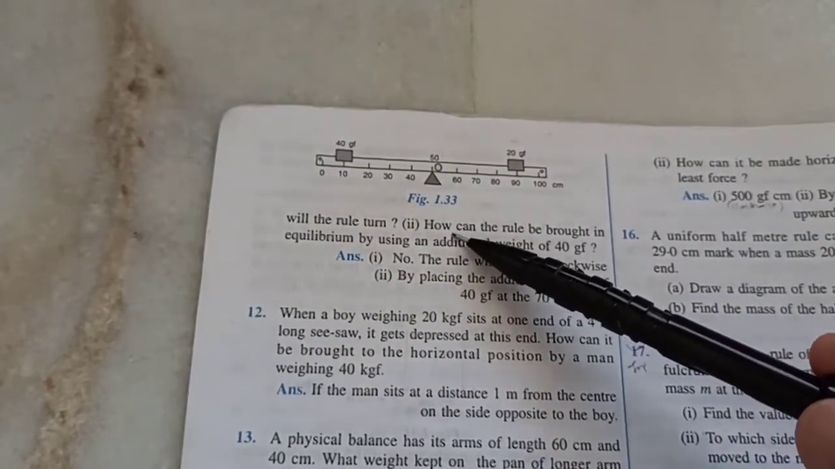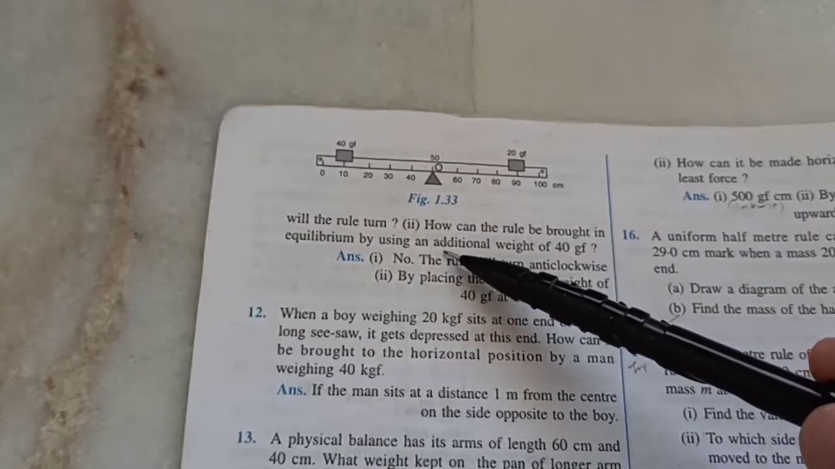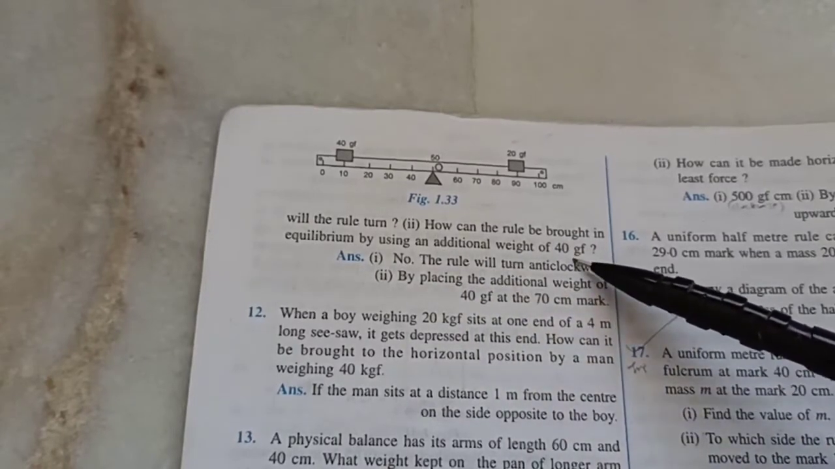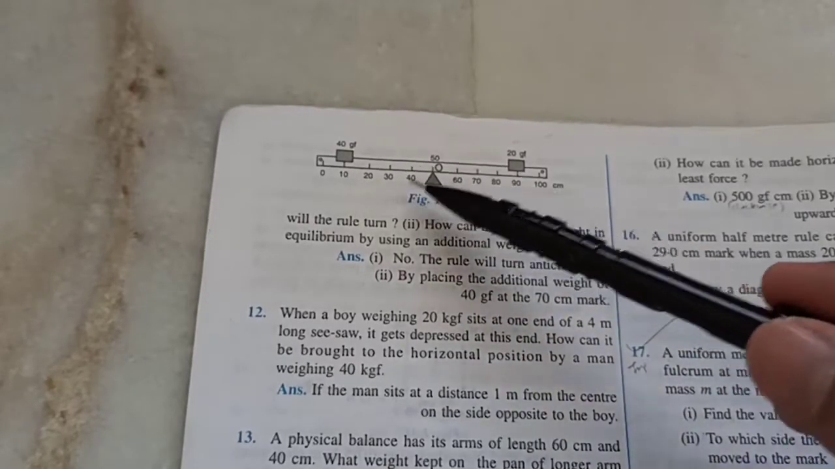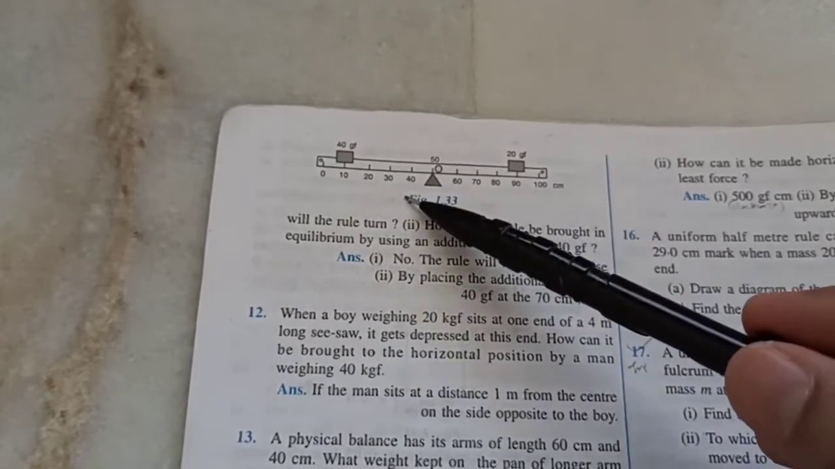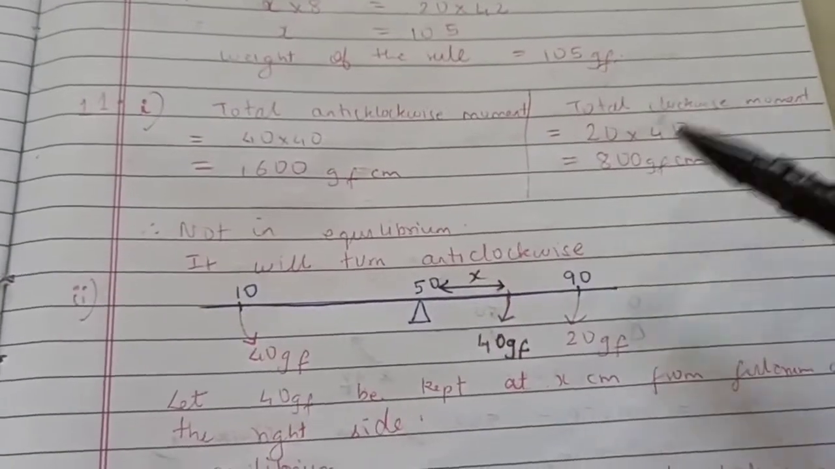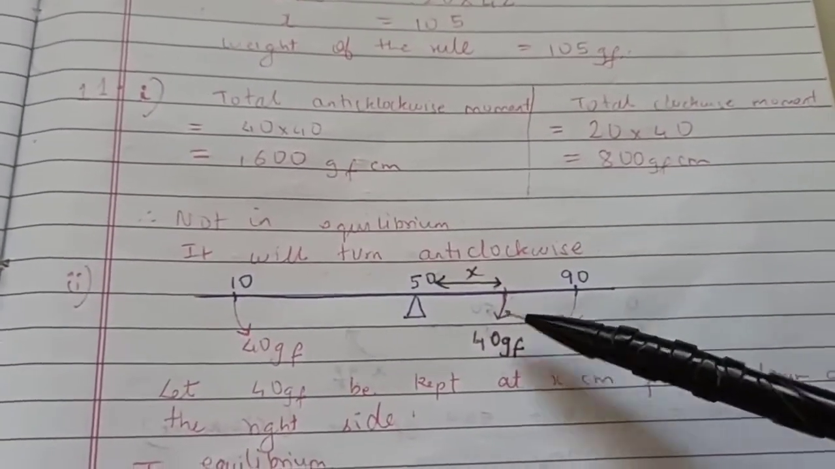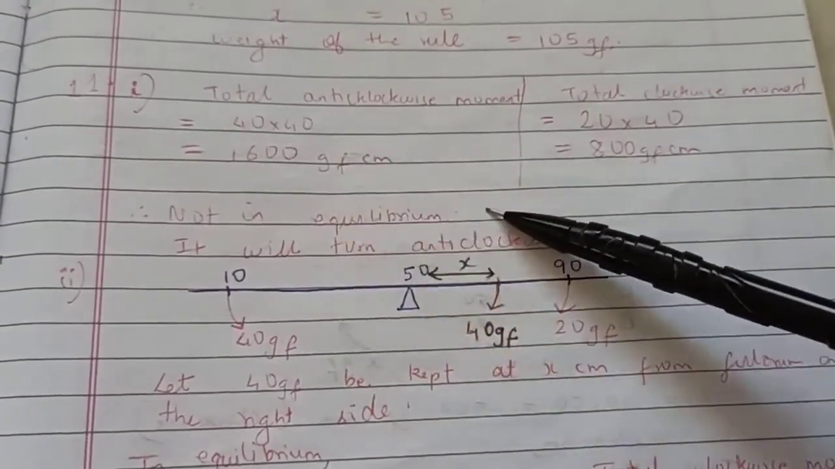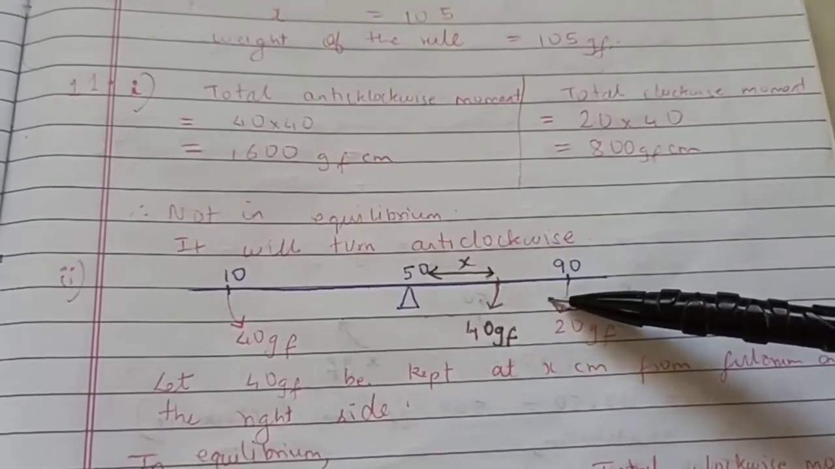Second question, how can the rule be brought in equilibrium by using an additional weight of 40 GF? So first of all, think and tell me, where would you put this additional weight, on the left hand side or right hand side? Well, you would definitely put it on the right hand side. So after solving Roman number 1 like this, we'll draw a diagram for Roman number 2.